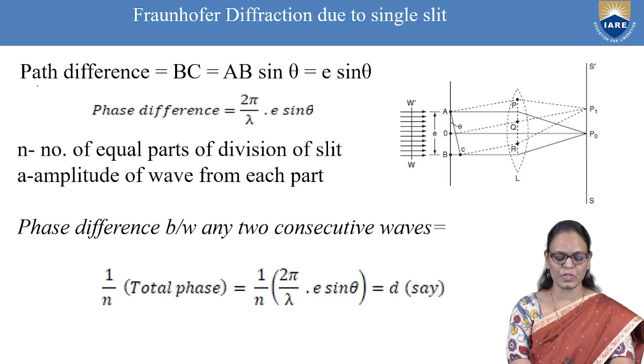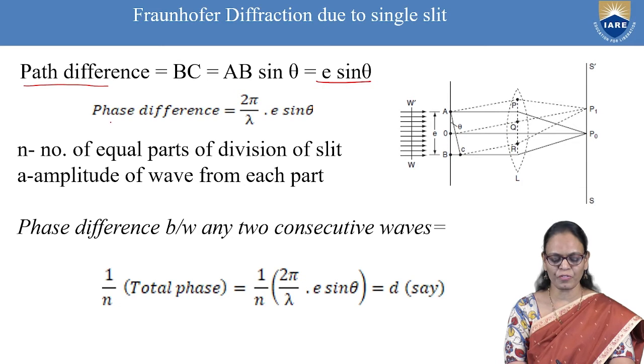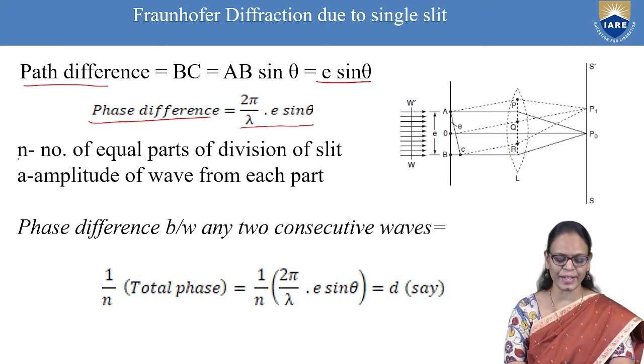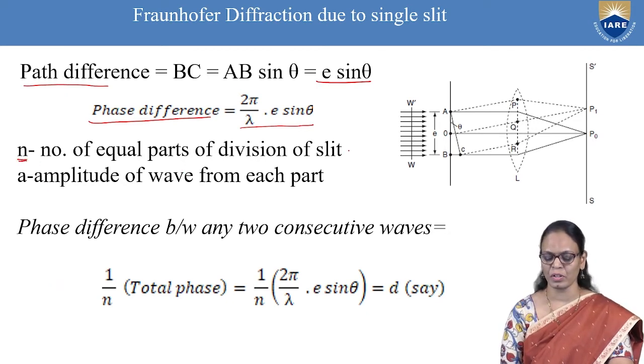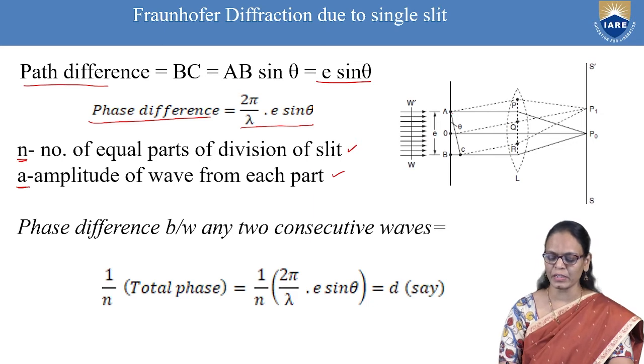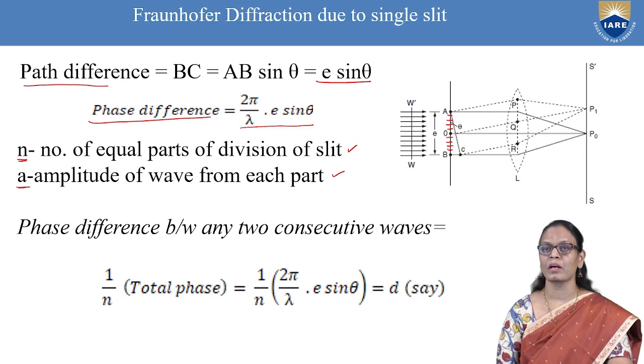Now the path difference we have calculated is e sine theta, and the phase difference we have got is 2 pi by lambda into e sine theta. And now we have divided the slit into n equal parts, each of amplitude a. The amplitude of the wave of each part is a. AB is now divided into n parts.